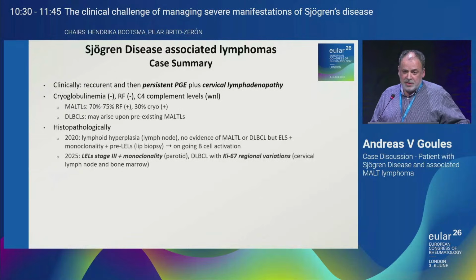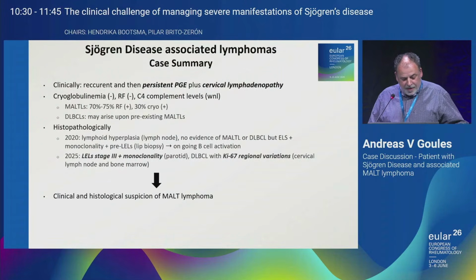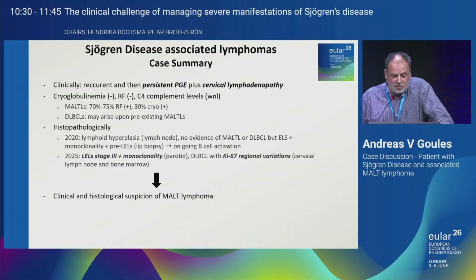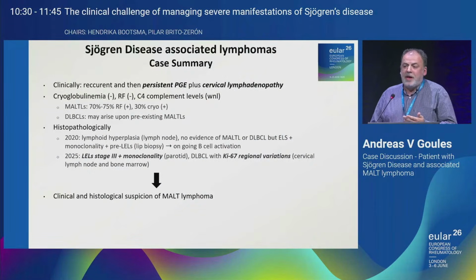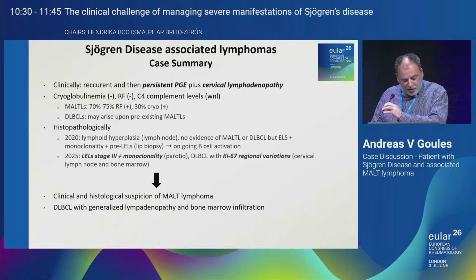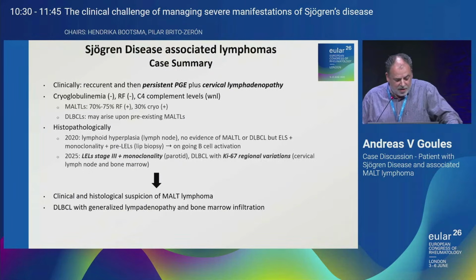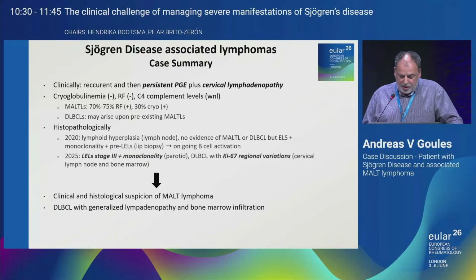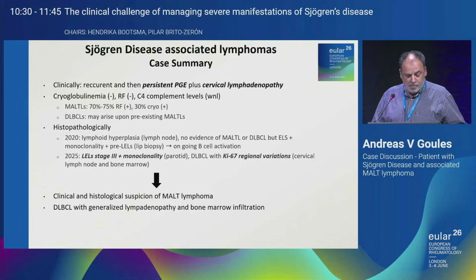Managing is not always treatment. It's sometimes difficult to set the diagnosis and follow up the patient. That's why we present this case. So we have a clinical and histologic suspicion of an underlying MALT lymphoma evolving in the context of a chronic B-cell activation, and upon this, a DLBCL lymphoma developed with generalized lymphadenopathy and bone marrow infiltration.